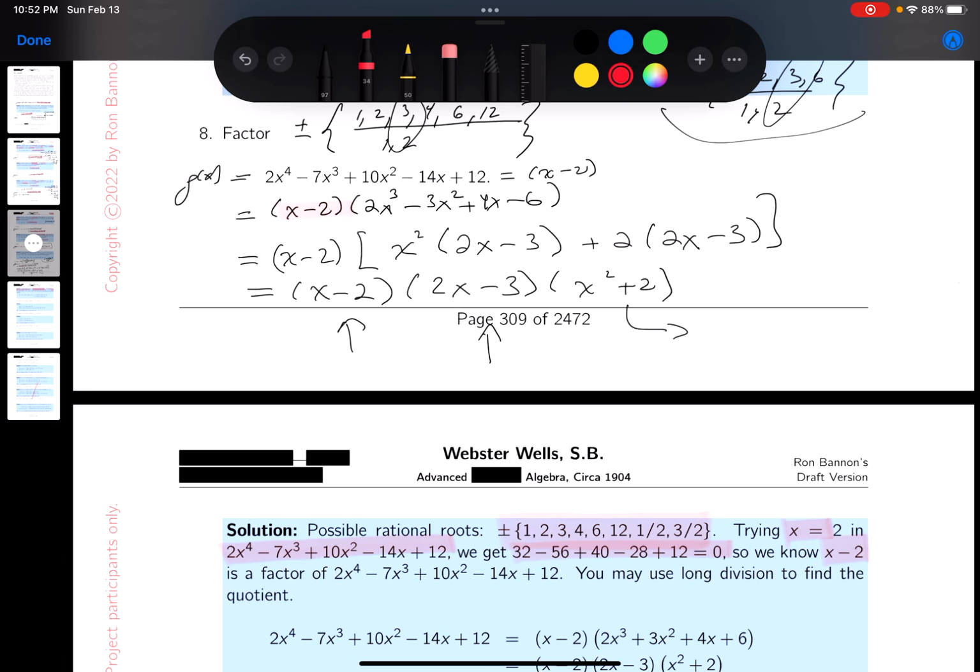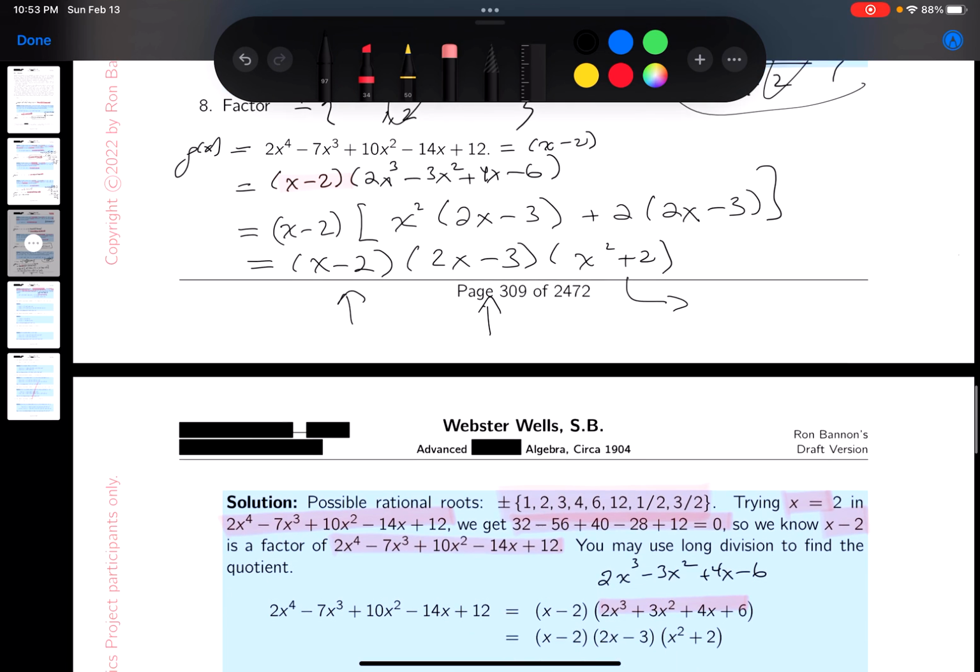Then what we did was we used that in long division, and I think there might be an error somewhere. So I'm going to say over here, I see an error right now. So I'm going to write down what the correction is there. And the correction, this should be 2x cubed, minus 3x squared, plus 4x minus 6. And that's probably a typo.